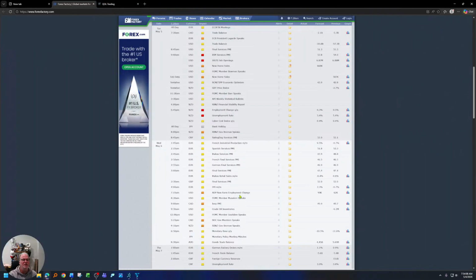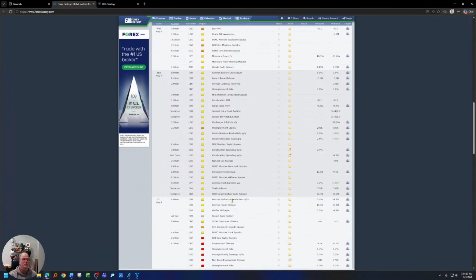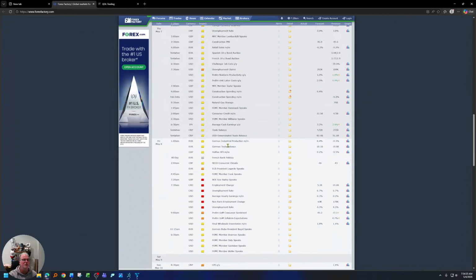On Wednesday, non-farm unemployment change, and some Fed speak at 8:30. And I don't see anything else there. Thursday, pretty light day. Unemployment claims. It's an orange folder. Probably get a little movement, nothing that's going to be earth-shattering there. And then we finish out the week on Friday with some average hourly earnings month over month and non-farm unemployment change.